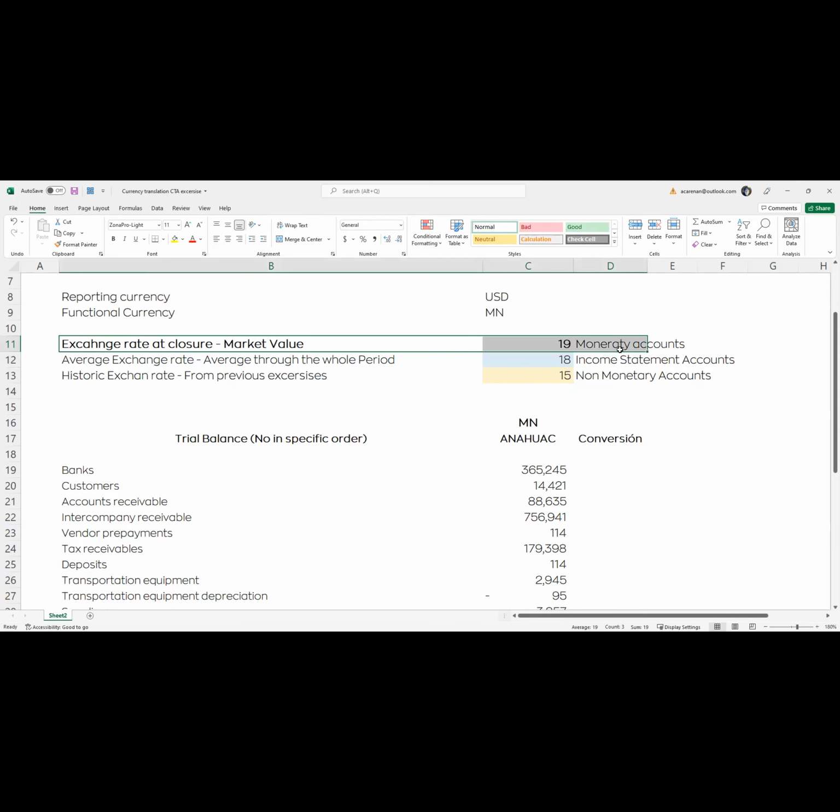So I just explained to you, well, no, not explain, but I just wrote down what you will use for each account in order to do the evaluation.